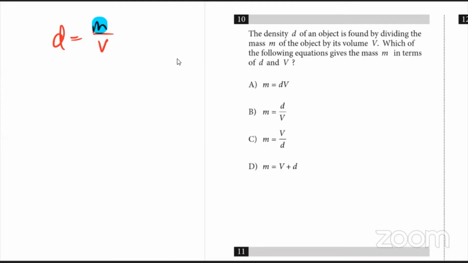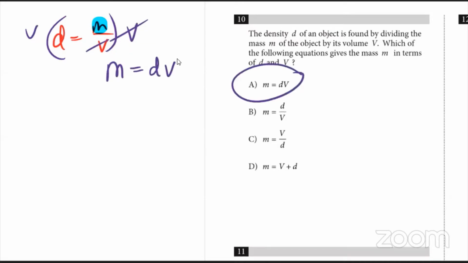We need to get the mass just by itself. So right now what's happening to m? It's being divided by v. So to get it by itself, we can do the opposite, multiply by v. That'll cancel on the right. So now we have m equals d times v, which is choice A right there. So the answer to number 10 is A.